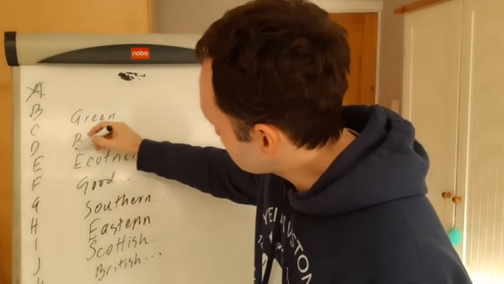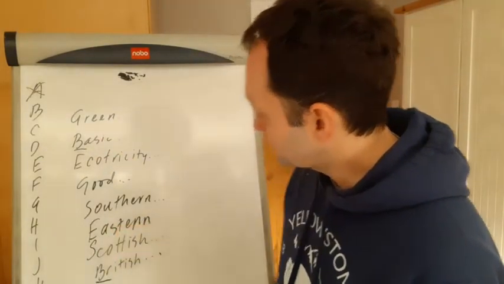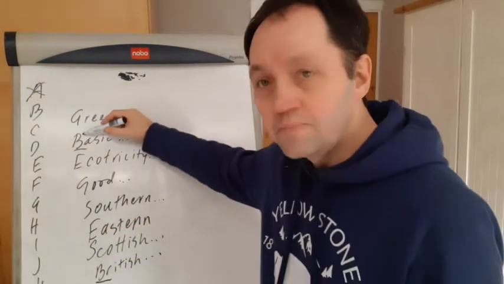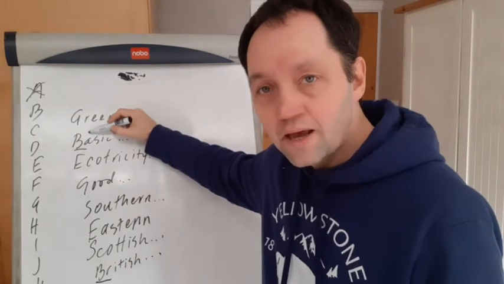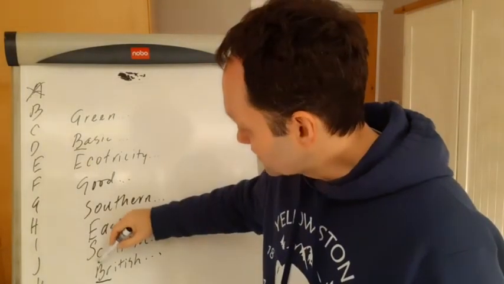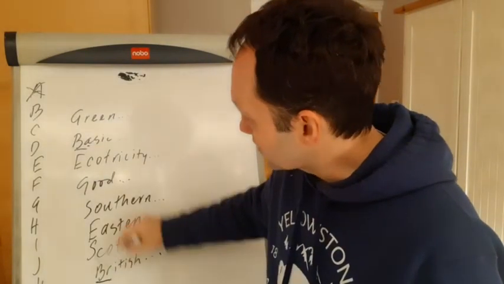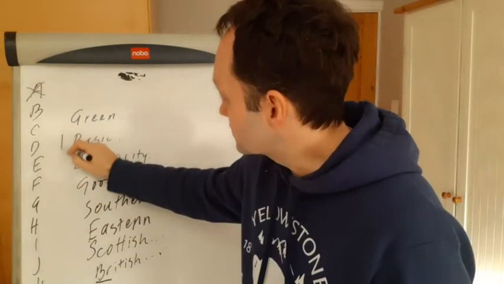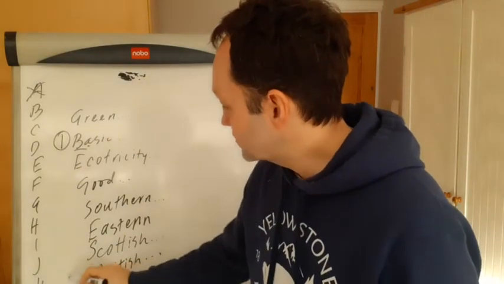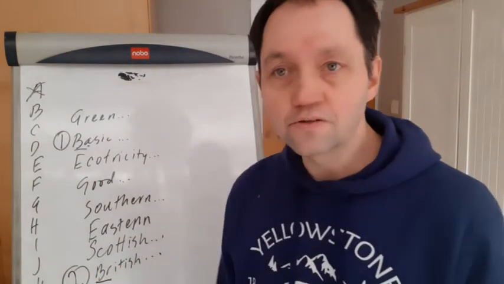We have basic and we have British. So basic is BA, and British is BR. So because A comes before R in the alphabet, basic is first and British is second. Okay, so those are the B's sorted out.